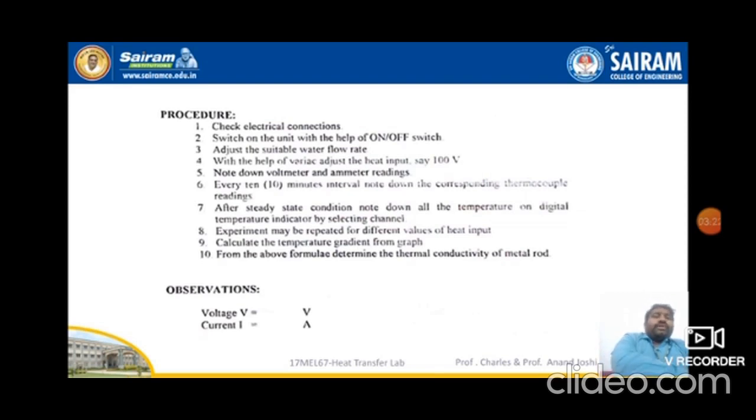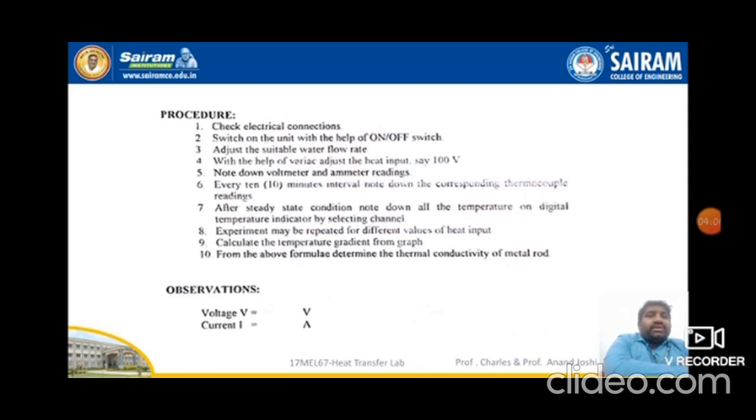Now how do you have to conduct the experiment? Here the procedure is given. First, check the electrical connections. Second, switch on the unit with the help of the on and off switch. Third, adjust a suitable water flow rate. Fourth, adjust the heat input, say 100 volts. Fifth, note down the voltmeter and ammeter readings. Sixth, at every 10 minutes interval note down the corresponding thermocouple readings.